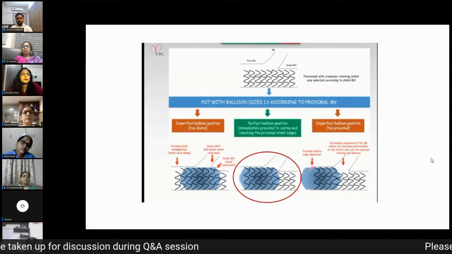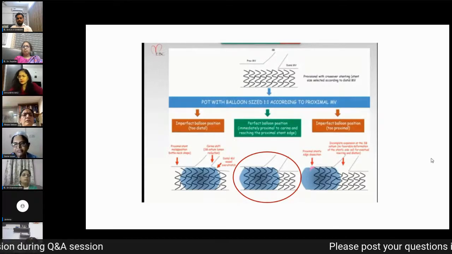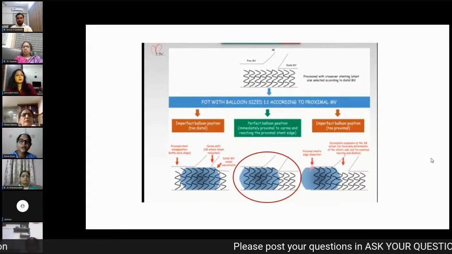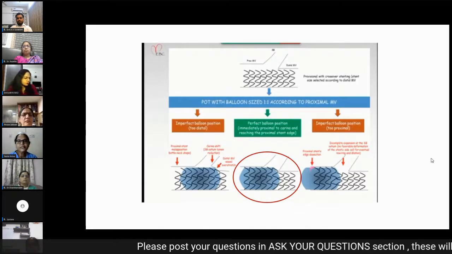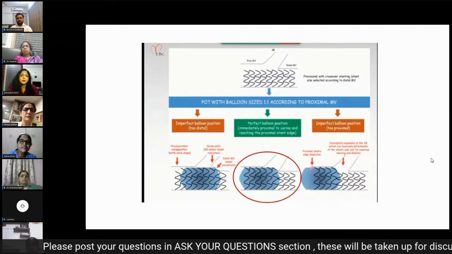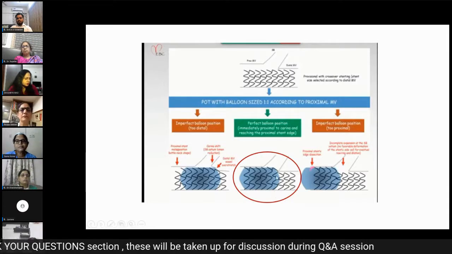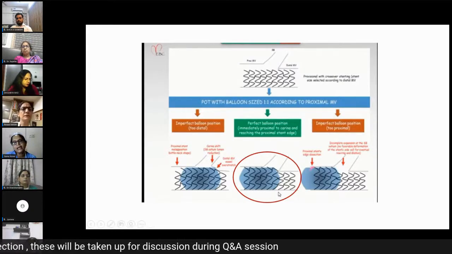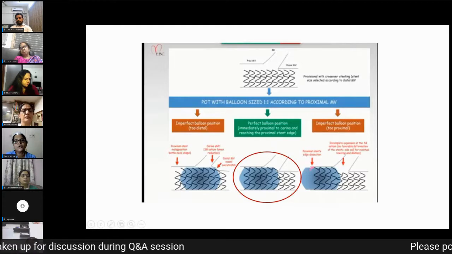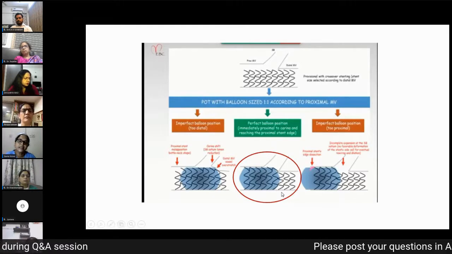So this I've taken from the European Bifurcation Club as to how to do the POT. The POT balloon should be sized 1:1 to the main vessel. You can see the center, I put it in a red circle. The POT balloon should exactly land just proximal to the carina. That is exactly the right place.